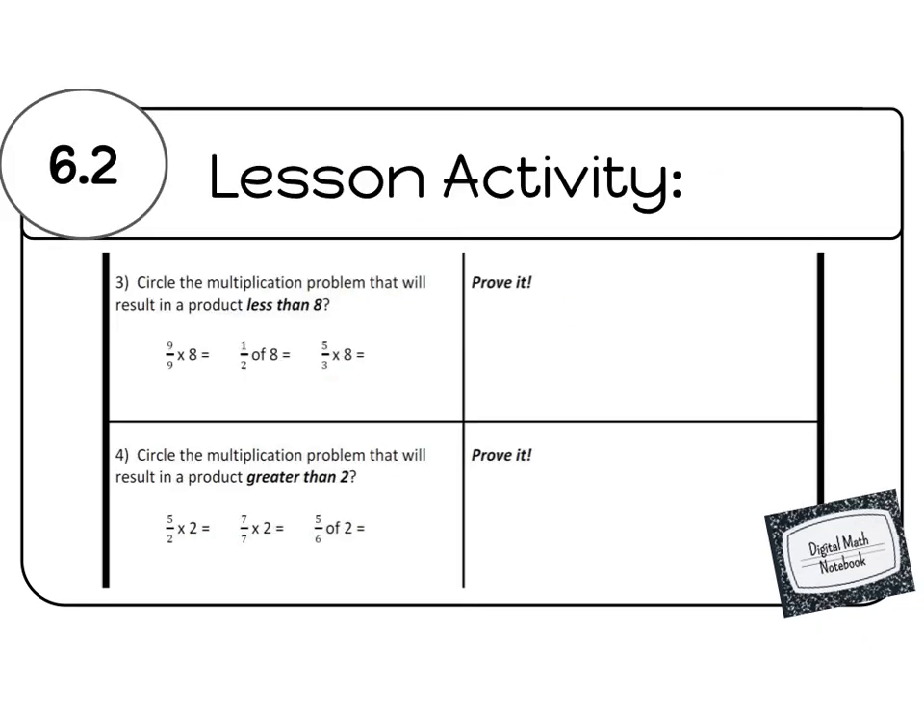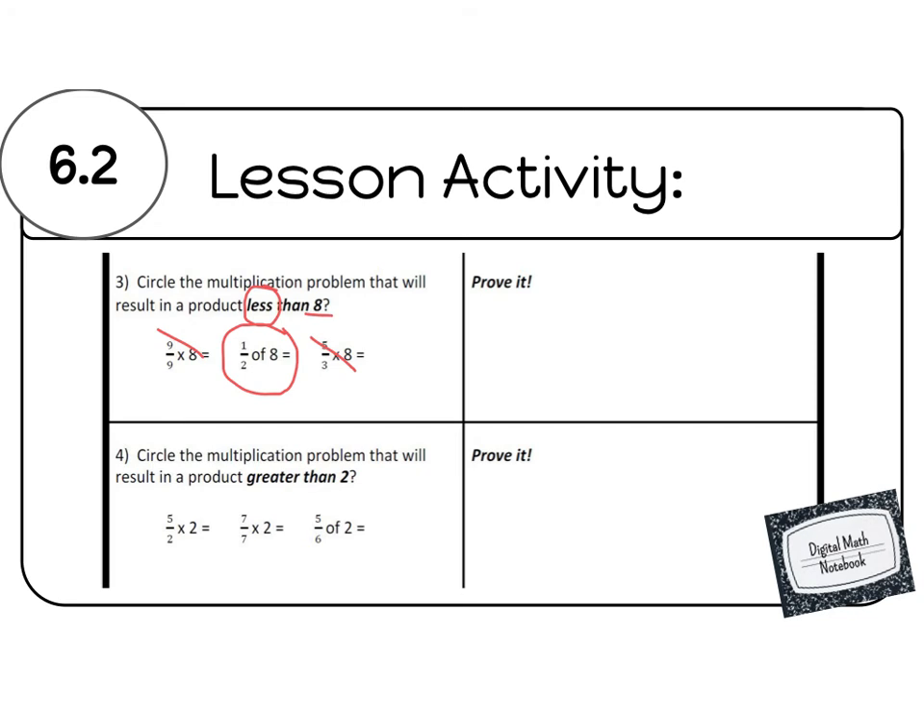All right, friends, time for the lesson activity. In the lesson activity, we have 2 more problems to solve. I'll get you started, and then you can prove them on your own. Example 3 says, circle the multiplication problem that will result in a product less than 8. So we're looking for a fraction that is less than 1 whole. So we have 9 over 9, that equals 1. And we have 5 over 3, and 5 is greater than 3. So our answer must be 1/2 of 8.